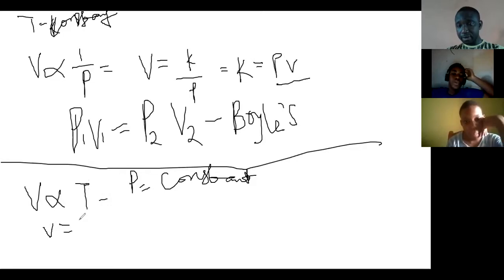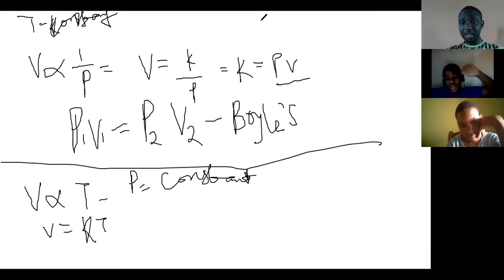V equals 1 over T. There's no 1 here now. There was 1 here, so you don't need to put 1 again. So what will be here? V is equal to what? V equals K over T. P equals K T. Simple. Was that what was difficult?